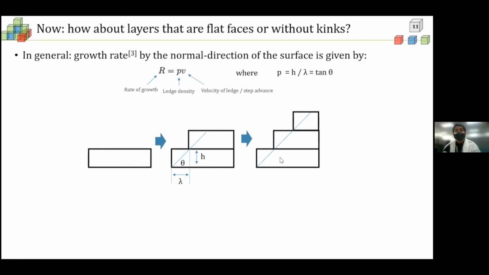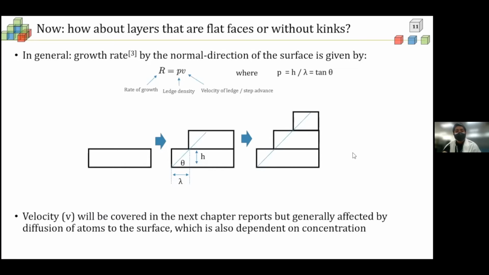Okay. So again, these velocities will be covered in the next few sections, on the rate of advance of the steps. But at least for us in these slides, we do know that before growing these crystals, a ledge must be formed.